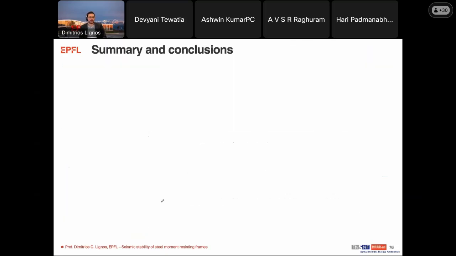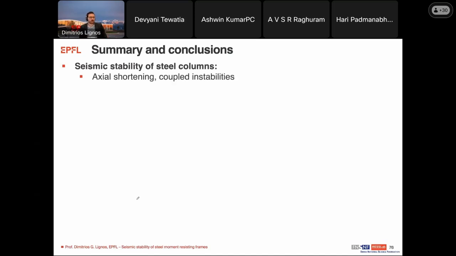So that brings us to the end. I have 3 minutes left, so I'll make a small summary here. Today you saw a bunch of things. The first one relates to seismic stability of columns. You saw that axial shortening as well as coupled instabilities could be evident, and we made proposals to limit the compressive axial load ratio and the web slenderness to minimize the impact of axial shortening in certain column configurations.